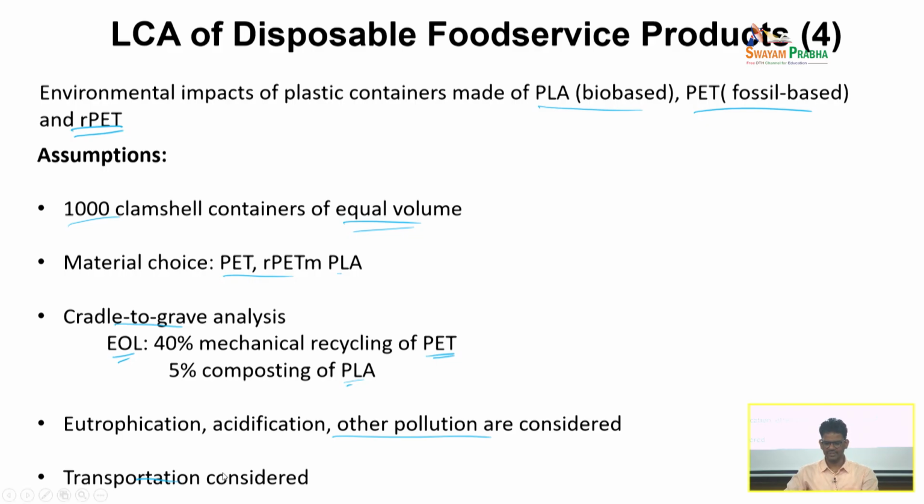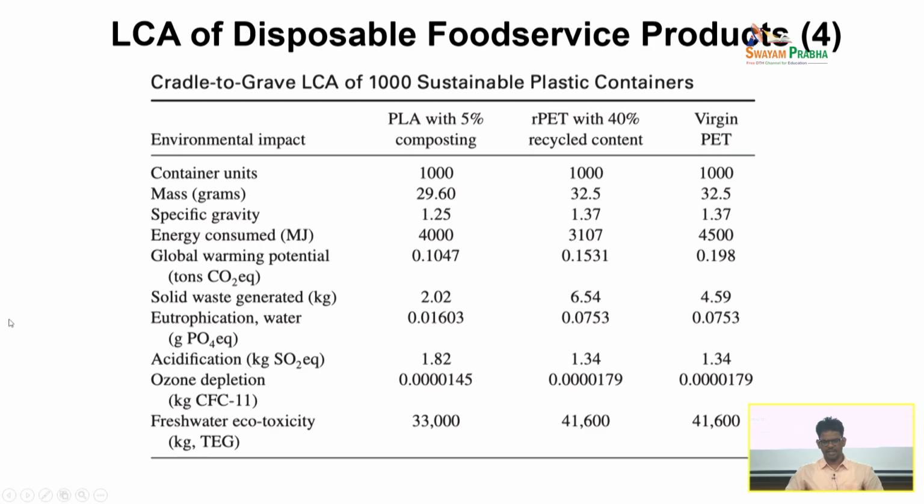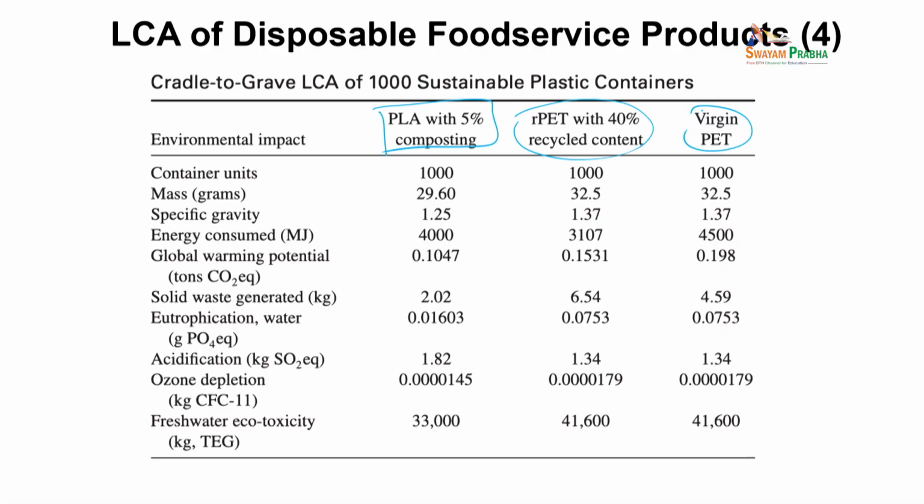So let's see what we get from here. PLA with 5% composting means that when the PLA is wasted, 5% of that product is actually composted, and the remaining 95% is landfilled. With PET, you have 40% that could be recycled, and then you have virgin PET, which basically means it's a fresh PET resin from the polymer industry.